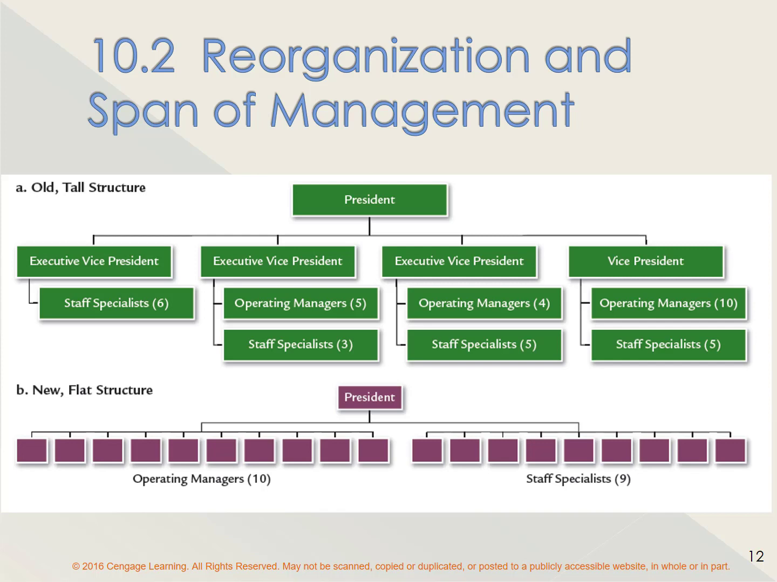When you look at the tall structure, the president has 4. Nobody in the tall structure has more than that, except the one vice president has 15, which is probably a little much. But you can see the work is spread out. So once again, flat structures, nice idea. They tend to morph into tall structures just because of workload over time.